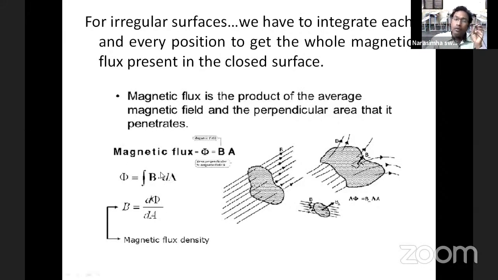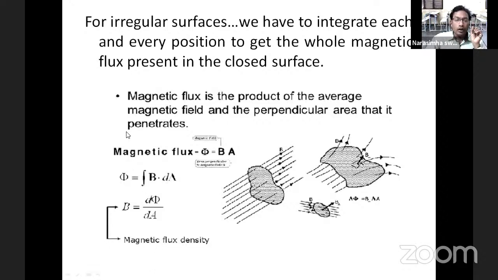So how much magnetic flux do you get? dΦ. What is dΦ? A small magnetic flux. Understood? For a total surface area, you get the total magnetic flux, and for a small surface area, you get a small magnetic flux. For total A, capital A, you get total Φ, and for a small dA, you get small dΦ. That's the expression here.